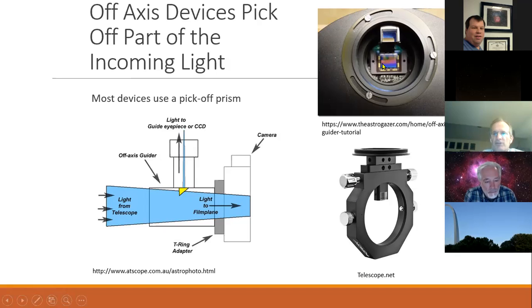And the other advantage of this and the reason it's off axis is you'll notice the prism is taking light that wouldn't otherwise hit the image sensor. So you're not taking away any light. It's light you weren't going to use for imaging anyway. It's off the axis. It's off the imaging camera.